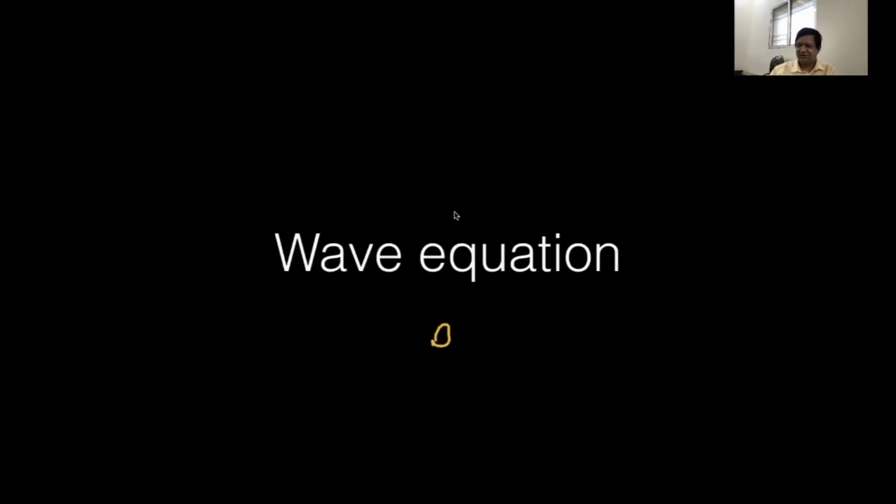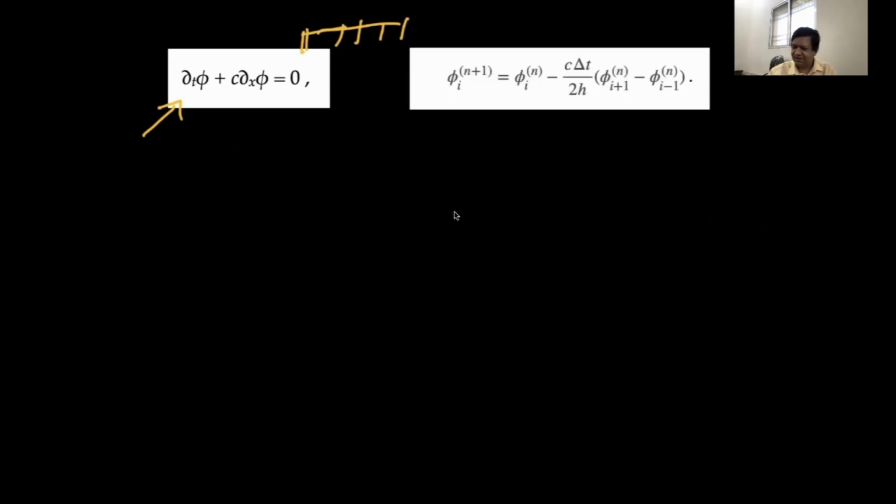Let's look at the wave equation using a finite difference scheme. The wave equation is this, which we did in the spectral method. Now let's discretize it in space again like that.